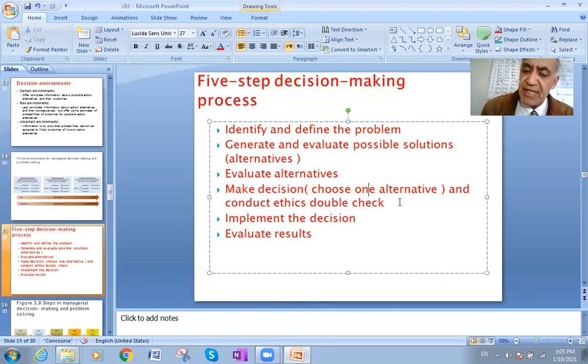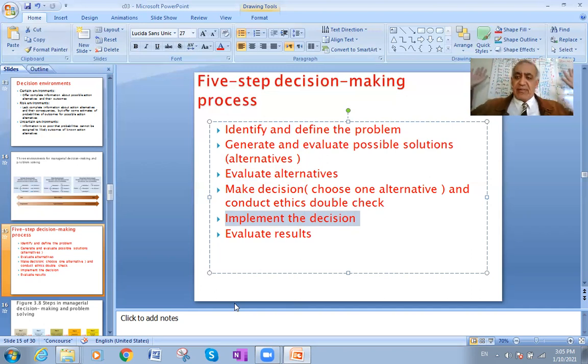Then I will conduct the ethics double check. Is taking a taxi good for me ethically or no? Am I doing a crime? Am I telling lies? Am I doing bad things? No, that's fine. Then it's okay. I will take the taxi. Implement the decision. Until this moment, everything is just in my brain.